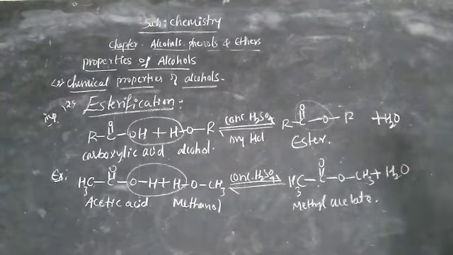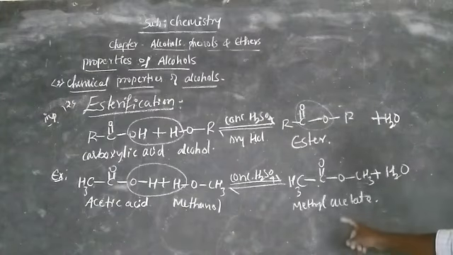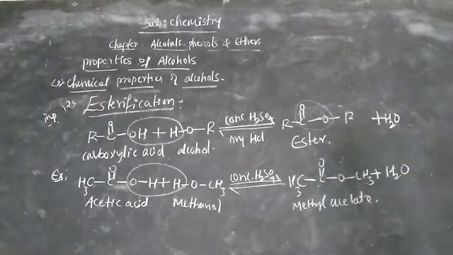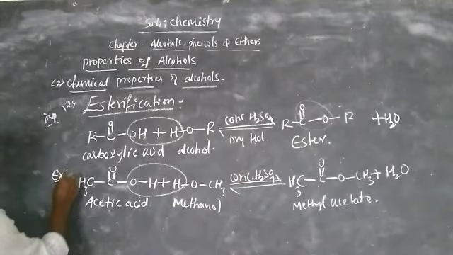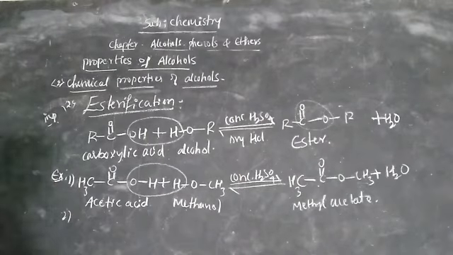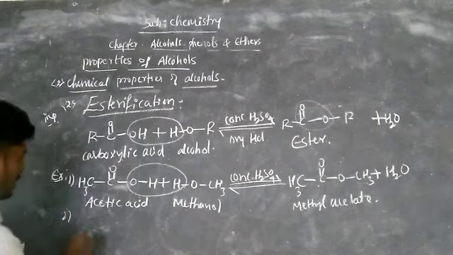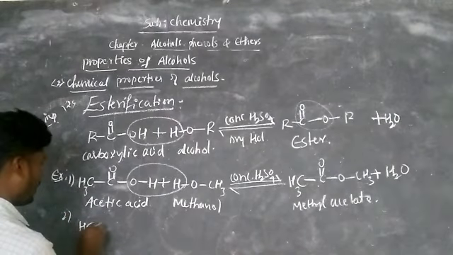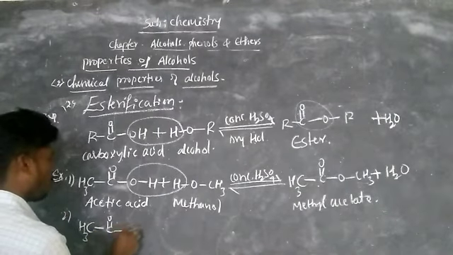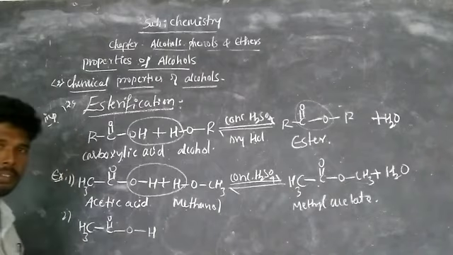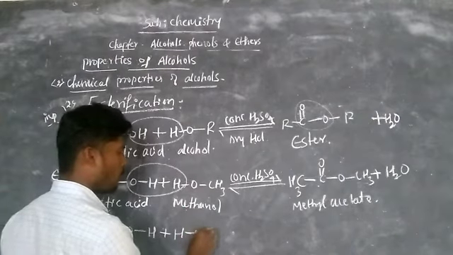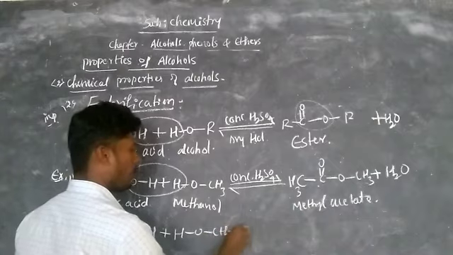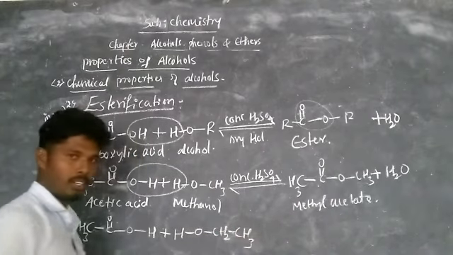Methyl acetate is the name. Similarly, take one more example. This is example 2. In example 2, take acetic acid, CH3 bond C double bond O bond hydrogen, plus in place of methanol take ethanol, that is bond O CH2 bond CH3. So this is ethanol.